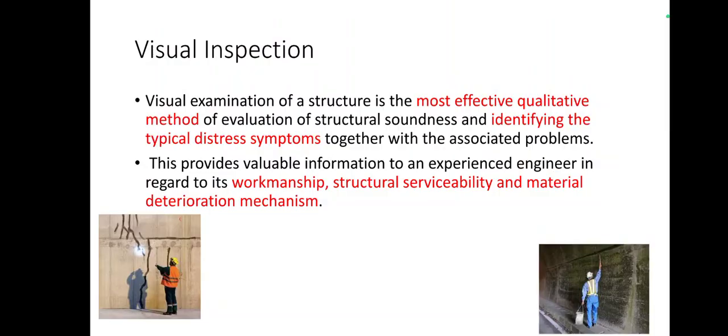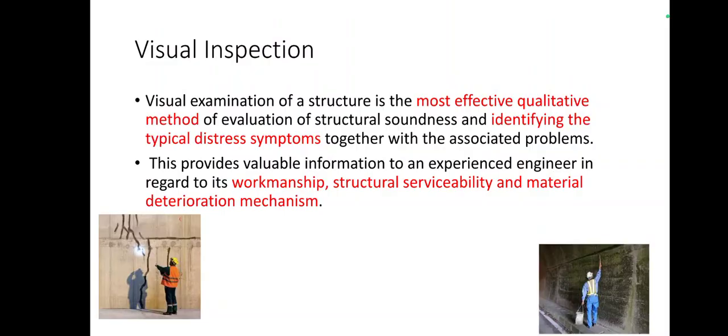So there are many methods to do this conditional survey. Among them, the most effective and qualitative method is visual inspection, because if we see with our eyes, only then can we tell what the intensity of damage is, where it has occurred, and whether it has occurred in a structural member or non-structural member. So everything we can identify only by seeing it.